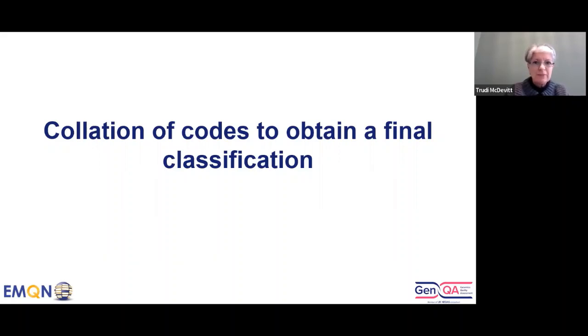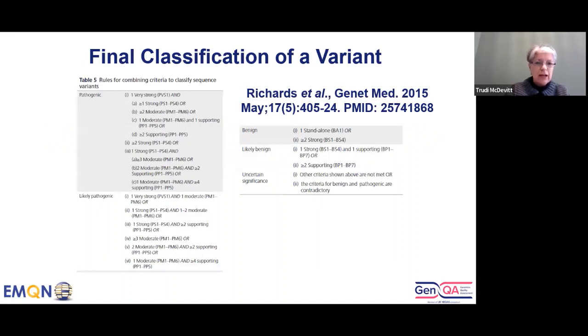So next slide, please. The initial guidance on collating your evidence is as given here in the original ACMG guidelines, where you can see they provide rules on combining the classification for pathogenic, likely pathogenic, benign, likely benign, and uncertain significance, and the various categories here.